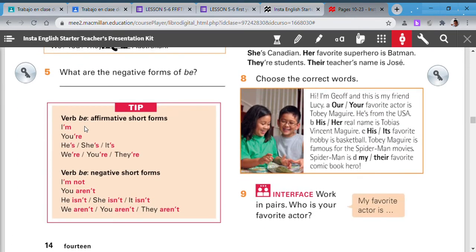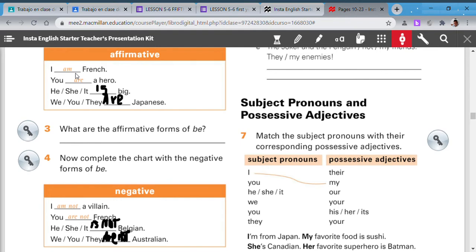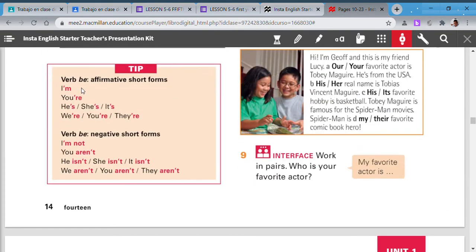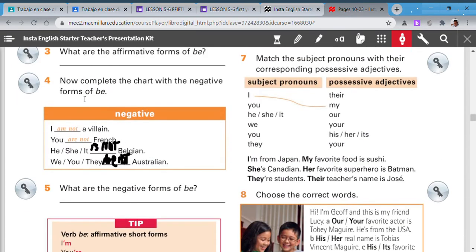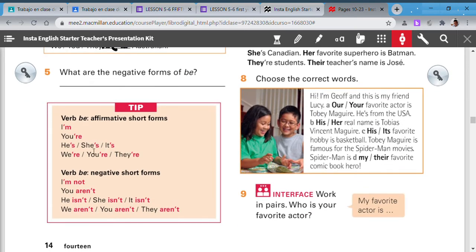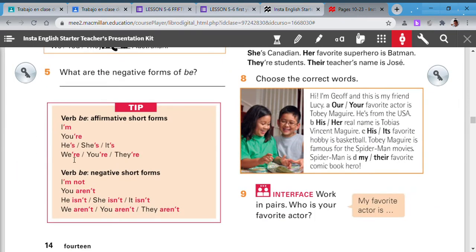And also, we can see contractions. For example, in this part you say I am. This is the complete form. But in this part you make a contraction. You say I'm, you're, he's, she's, it's, we're, you're, they're.